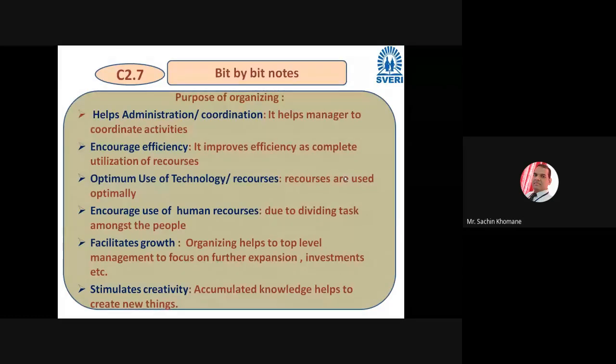Getting? So that's why this task is completed within the time, and these human resources will be utilized properly.